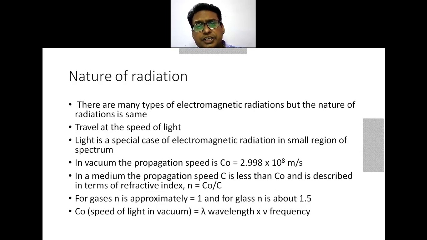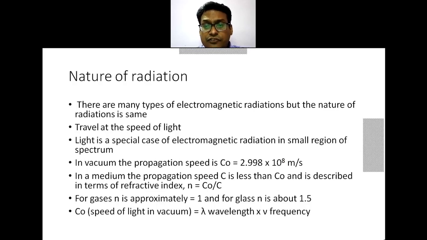When light propagates, it travels at a speed of 3 × 10^8 meters per second in a vacuum. There is a difference in the speed of light if it is traveling in a vacuum or in a medium. In vacuum, the speed of propagation is C0, which is 2.998 × 10^8 meters per second, a huge speed. If it travels in a medium, the speed is C, and this C is less than C0, because in a vacuum the light propagates at a faster speed than in the presence of a certain medium or atmosphere.